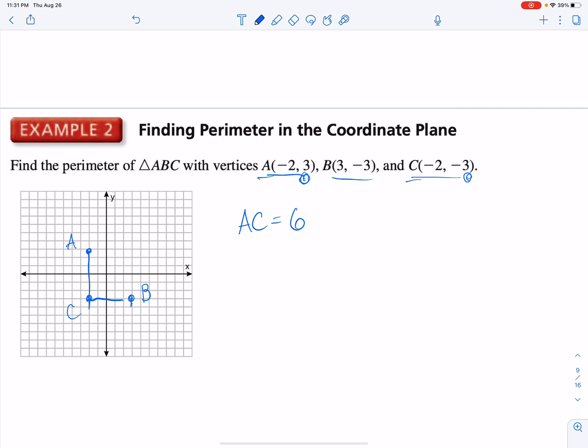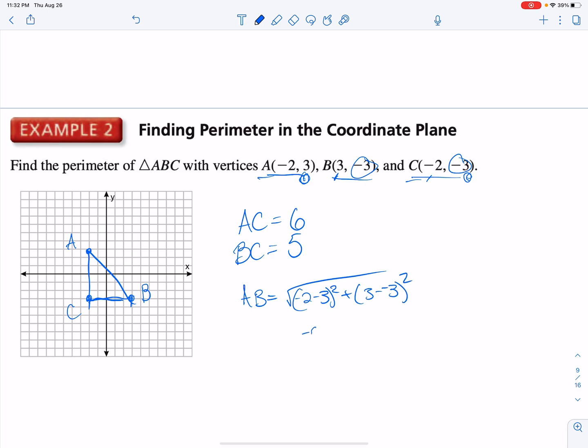Likewise for CB, if I just look at those, I have the same Y value. So I just need to look at the change in my X's. And so BC is equal to 5. Now the one I need to worry about here is AB, so I'm going to have to run the distance formula on this one. So from A to B, we'll run the distance formula. So we say -2 minus 3 quantity squared. And then we have 3 minus -3 quantity squared.